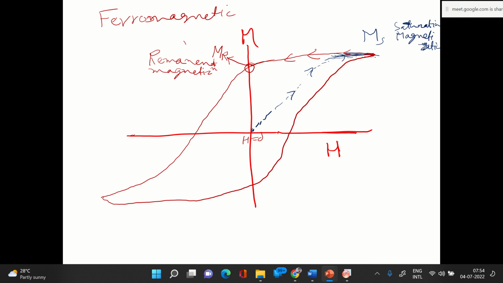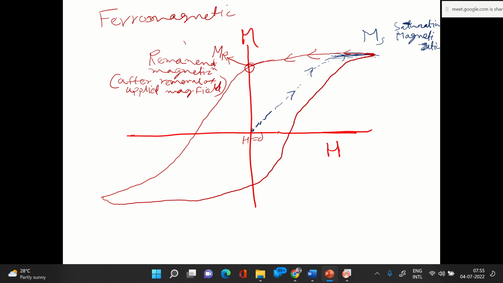Remanent magnetization is the magnetization that remains even after removal of the applied magnetic field. You remove the applied magnetic field and even after that it shows a very large value of magnetization, so that is called remanent magnetization.